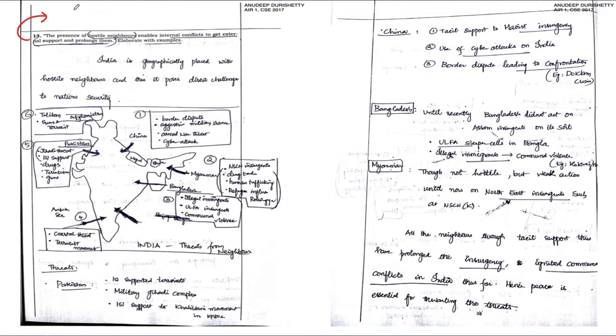This particular question is pertaining to your GS Mains 3, that is GS paper 3 component, and the syllabus which it has been asked is the internal security component. So let's go into the question which has been asked here. The presence of hostile neighbors enables internal conflicts to get external support and prolongs them. Elaborate with examples. So this is a 15 marker and they have asked us to answer in 250 words.